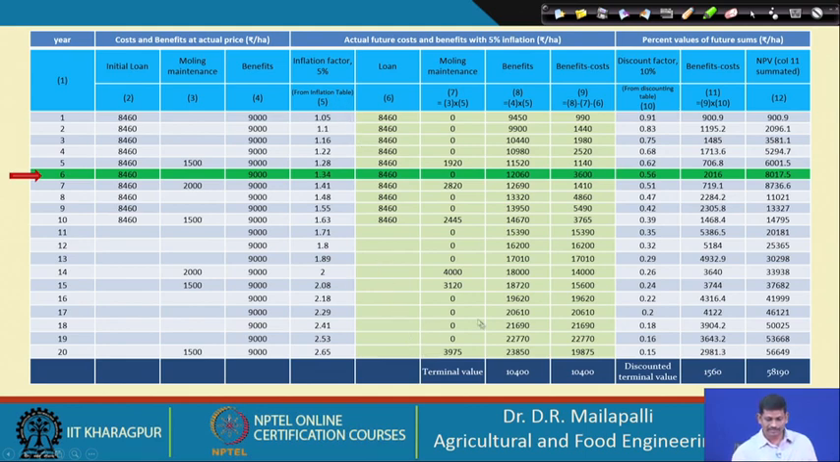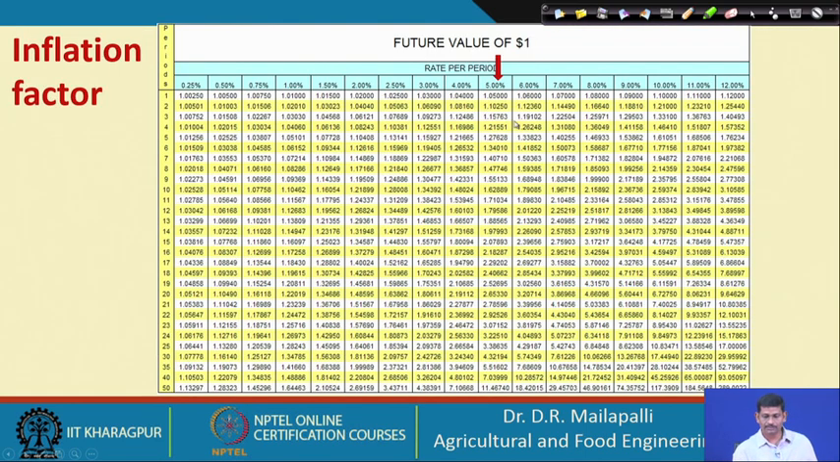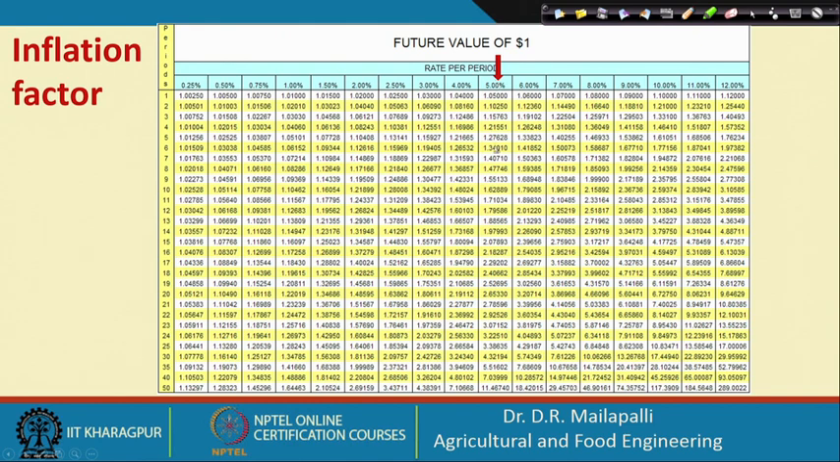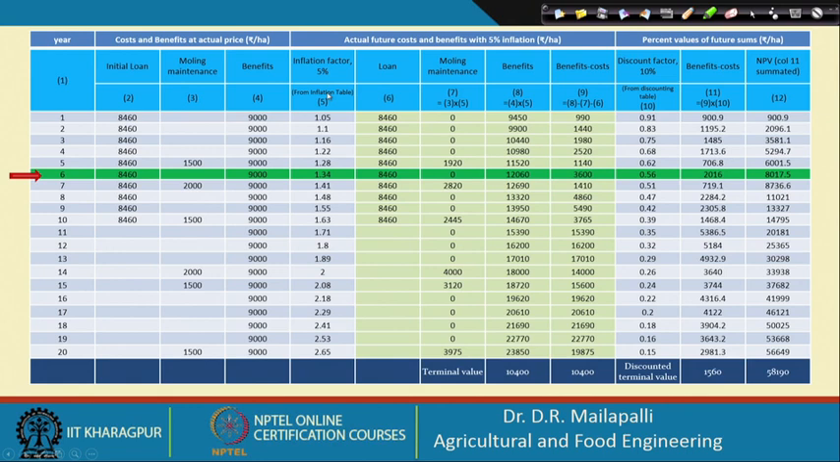So, for 5% there is a table, this is the inflation factor table. If you see the 5% mark, up to 50 years it is given, we will take up to 20 years. So, this whole column will be taken out from here and inserted here. This is all 1.05, 1.1, from 5% and up to 20 years. Okay. So, that is column number 5, and now this is the actual future cost and benefits at 5% inflation.